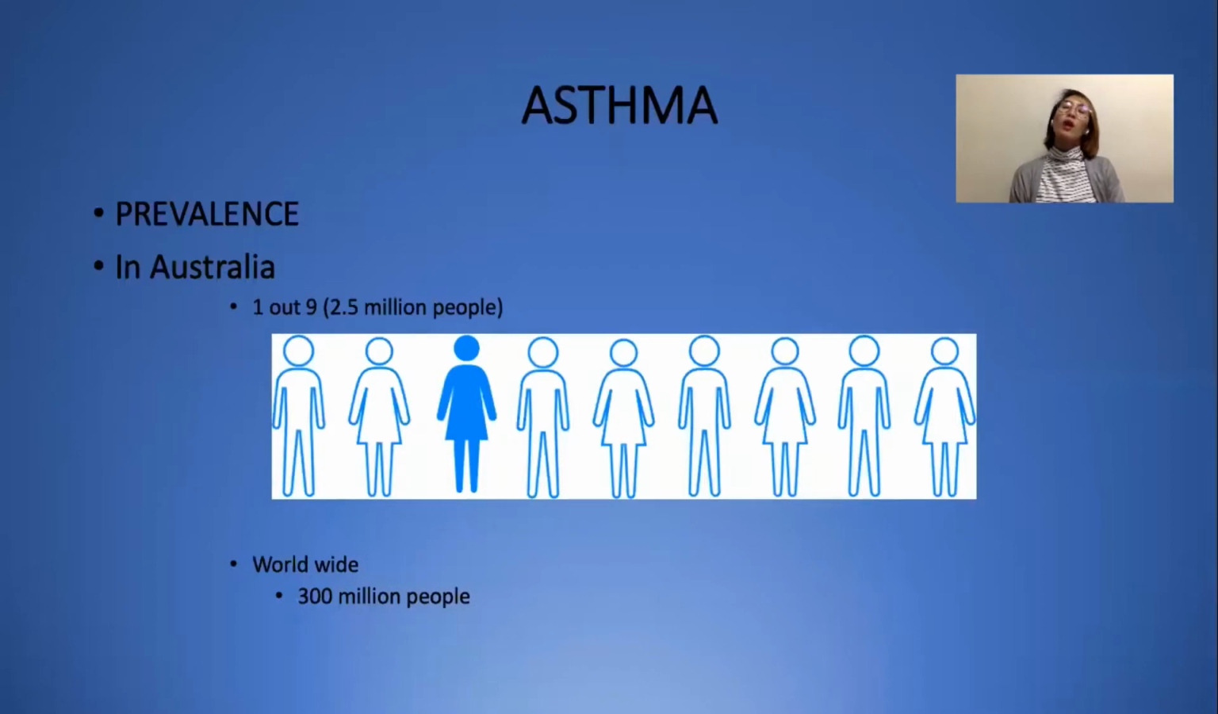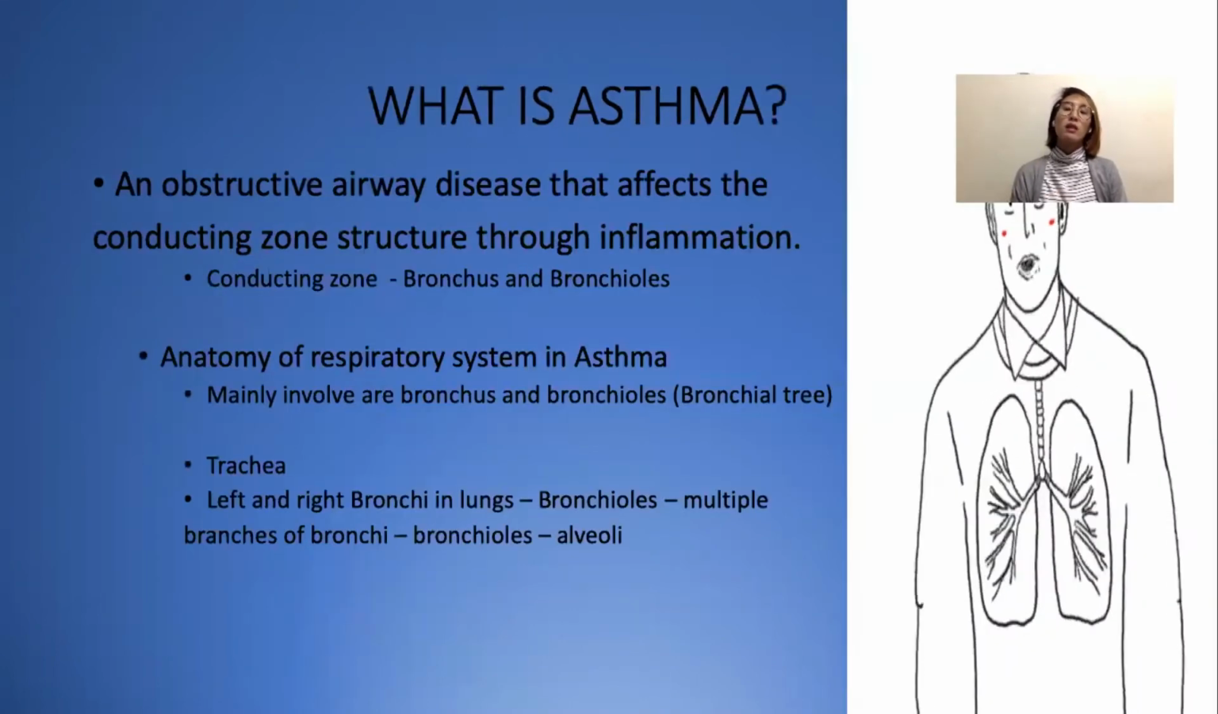Do you know that 1 out of 9 people have asthma in Australia? That accounts for over 2.5 million Australians. And globally, there are over 300 million people who have this kind of disease. So let's define what is asthma.